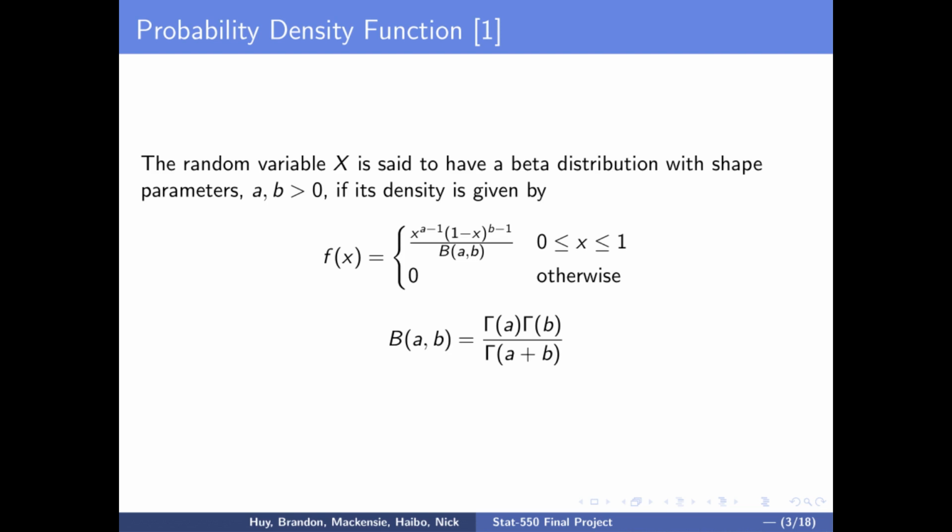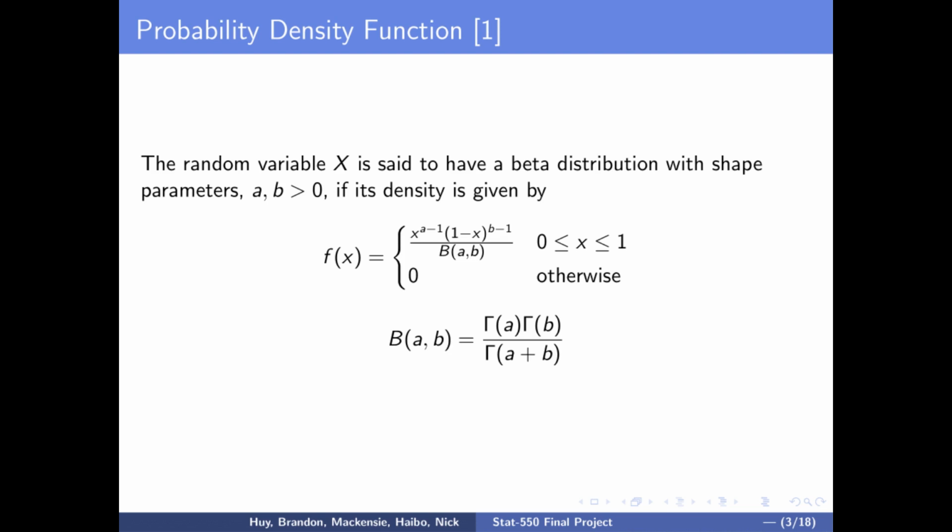The beta function, B(a,b), is a normalization constant that ensures the total probability is 1, depending on what the shape parameters are. This constant can also be written in terms of the gamma function. Beta function B(a,b) equals the gamma of a plus b over the gamma of a multiplied by the gamma of b.